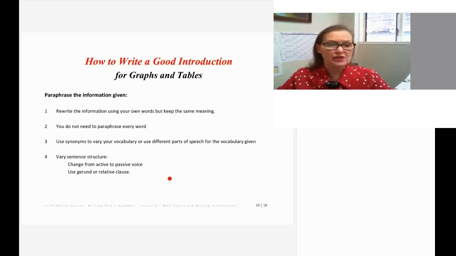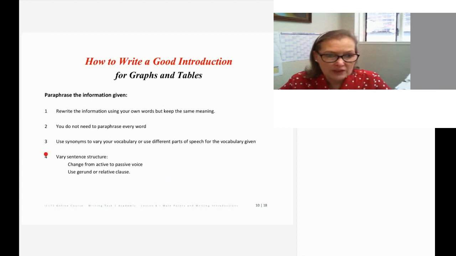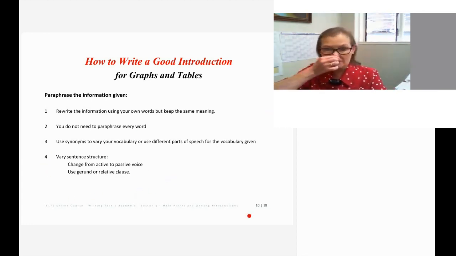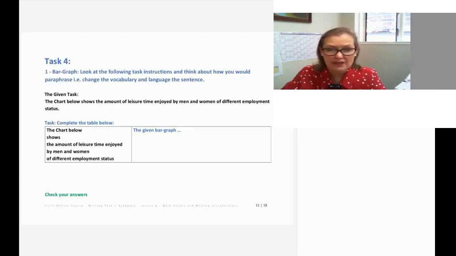So let's do task number 4. We're going to go back to the initial graph, which was the graph showing the amount of leisure time enjoyed by men and women. And we want to actually have a look at writing an introduction for this one.